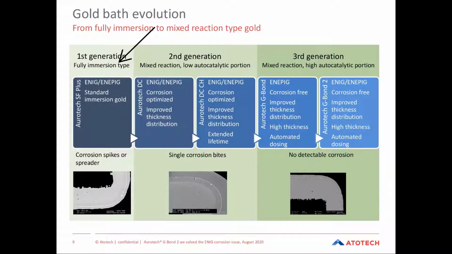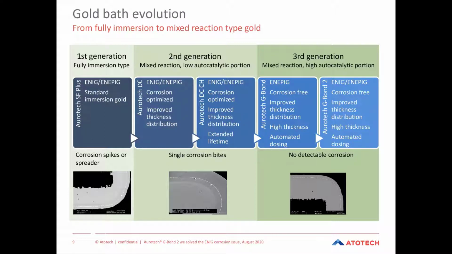If you see corrosion, it typically looks like you can see here, with this type of spikes or spreaders, which you will find preferably at the entrances of the PTHs, at the knees, where you have the highest agitation or the highest flow of the solution going through the PTHs. So these are the areas where you typically find corrosion.